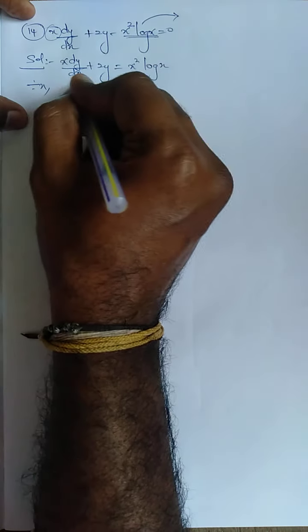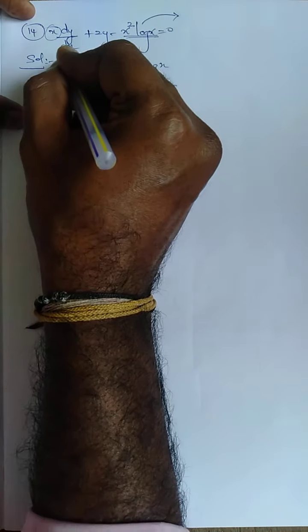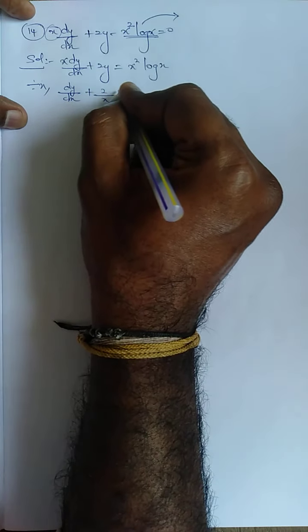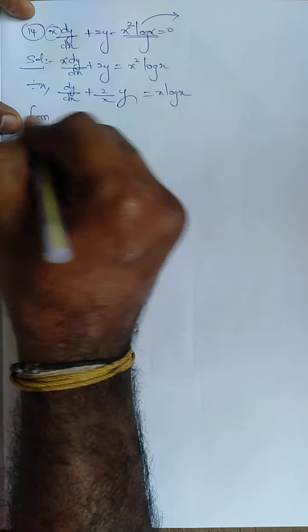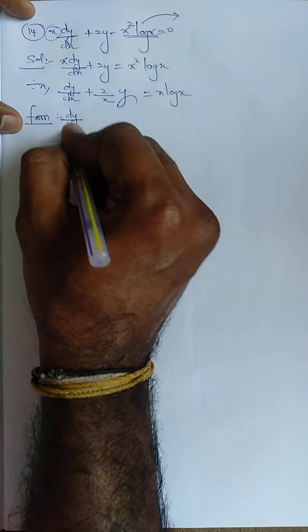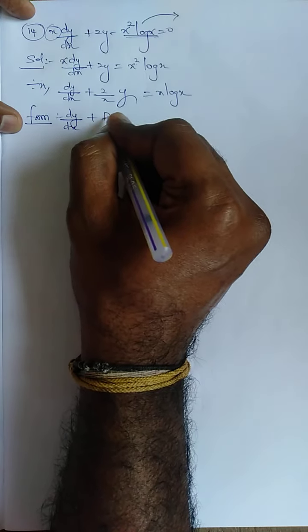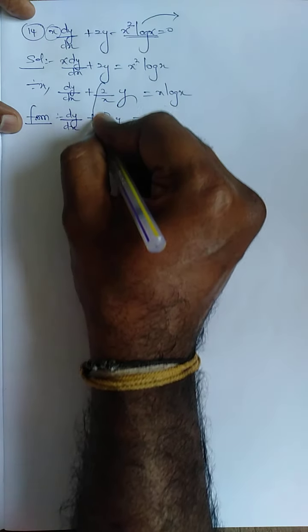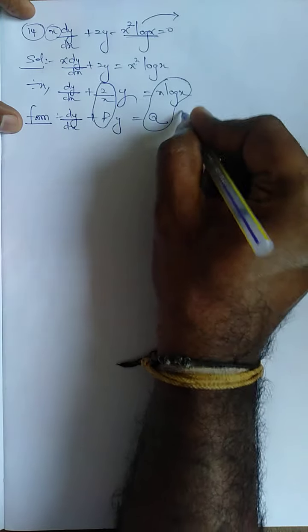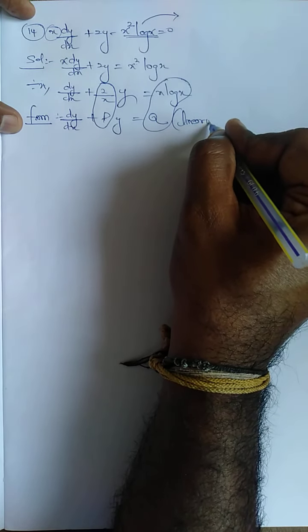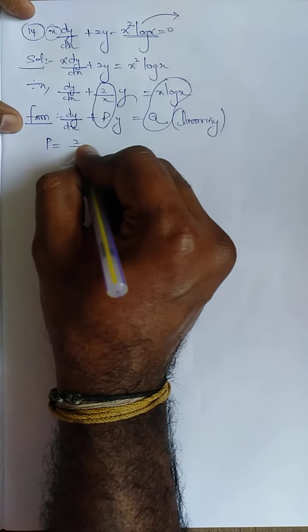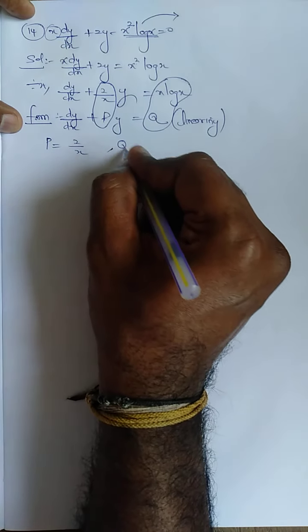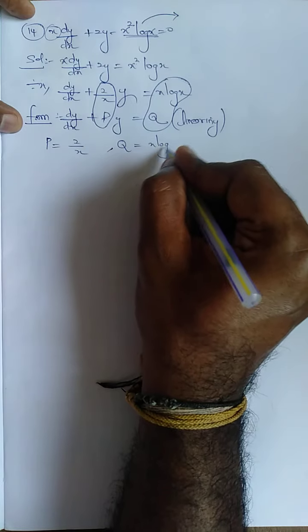So divide by x: dy by dx, because x is cancelled, plus 2 by x into y. On the right, x square, x cancels, nothing but x log x. So the form is dy by dx plus py is equal to q. This is p, this is q, linear in y. So p is equal to 2 by x, and q is equal to x log x.